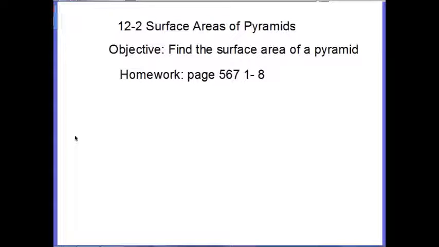Welcome to section 12.2, surface area of pyramids. We're going to find the surface area and lateral area of pyramids. For homework, we're going to work on page 567, numbers 1 through 8.